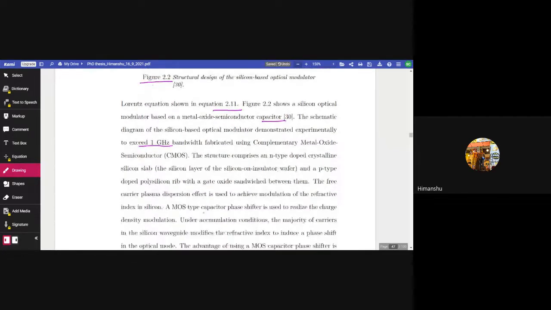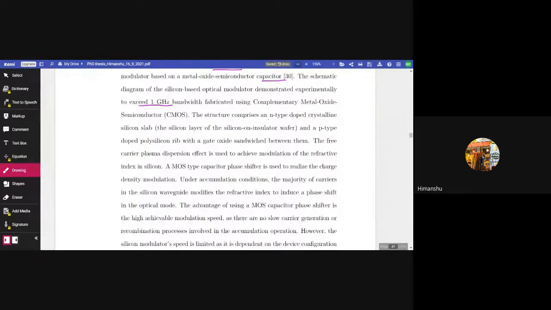The structure comprises an N-type doped crystalline silicon slab, the silicon layer of a silicon on insulator wafer, and a P-type doped polysilicon rib with a gate oxide sandwiched between them. The free carrier plasma dispersion effect is used to achieve modulation of the refractive index in silicon. A MOS-type capacitor phase shifter is used to realize the charge density modulation. Under accumulation condition, the majority of the carriers in the silicon waveguide modifies the refractive index to induce a phase shift in the optical mode.